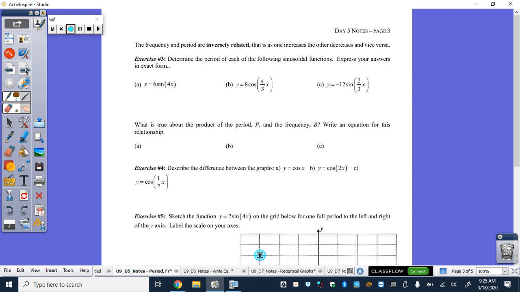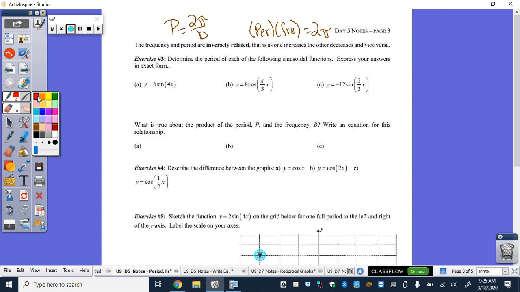So, because period equals 2 pi over b, and remember b is your frequency, we could also say that period times frequency has to equal 2 pi. So that's why they are inversely related. Inverse relations you should have talked about back in Algebra 1. You multiply the two of them together, it's always going to equal the same constant, no matter what two values you're multiplying.